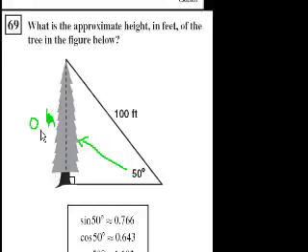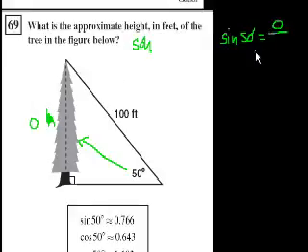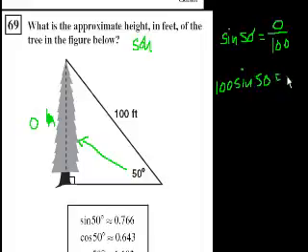So what deals with the opposite and the hypotenuse? So SOHCAHTOA, right? We just have to look at the SO part. Sine is equal to opposite over hypotenuse. So the sine of 50 degrees is equal to the opposite side of this triangle, opposite the angle, and that's the height of the tree. So I'll say O for height of the tree, over the hypotenuse. The hypotenuse is 100 feet. Multiply both sides by 100, you get 100 sine of 50 is equal to this opposite side, which is the height of the tree.